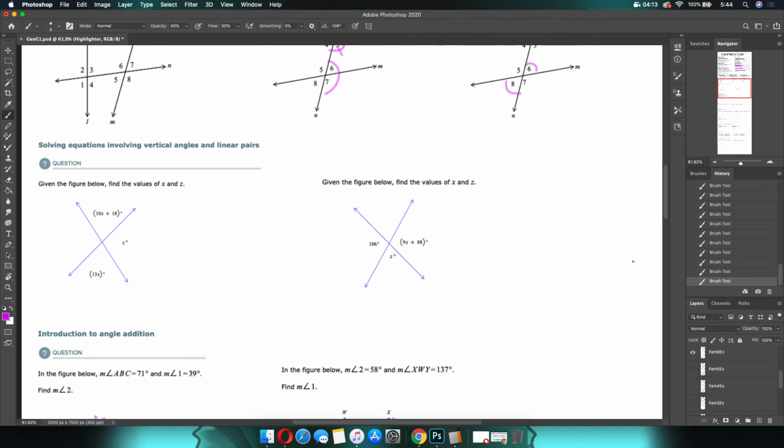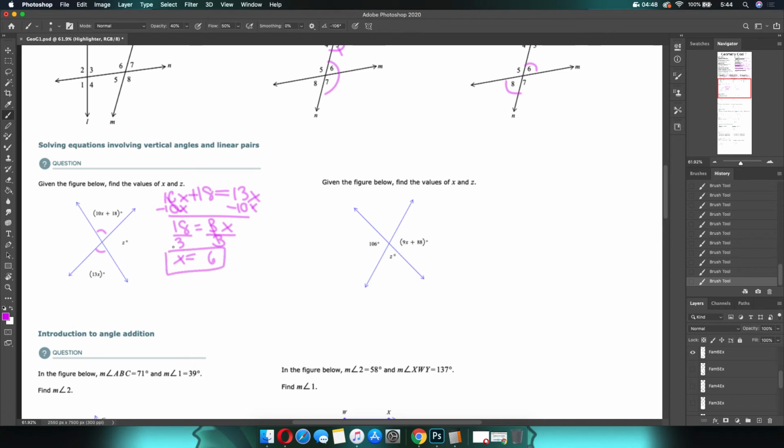Now that we know which ones are congruent and which one adds to 180, let's brush up on our algebra skills. I like my vertical angles first because I'm just taking two things and setting them equal to each other. So 10x plus 18 equals 13x. I want to get the x's all to one side, so minus 10x, minus 10x. 18 equals 3x, divide by 3, divide by 3, x equals 6. That was nice and simple.